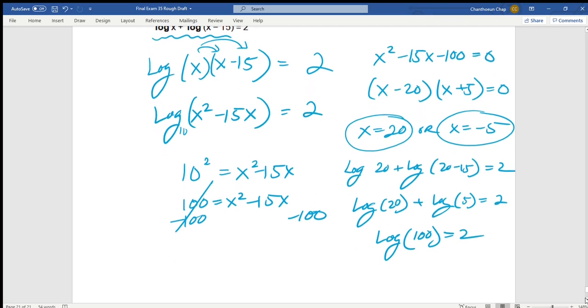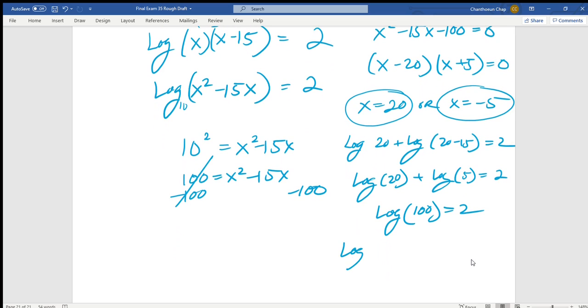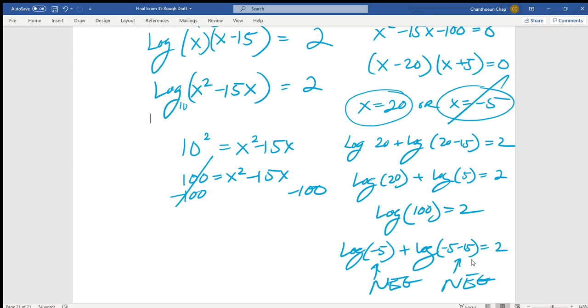Now I gotta check negative 5. Log of negative 5 plus log of negative 5 minus 15 equals 2. And right away we have a problem. We have a problem because there's a negative on the inside. You cannot take the log of a negative. So that means negative 5 is a bad solution. We only got one good solution. That's x equals 20.